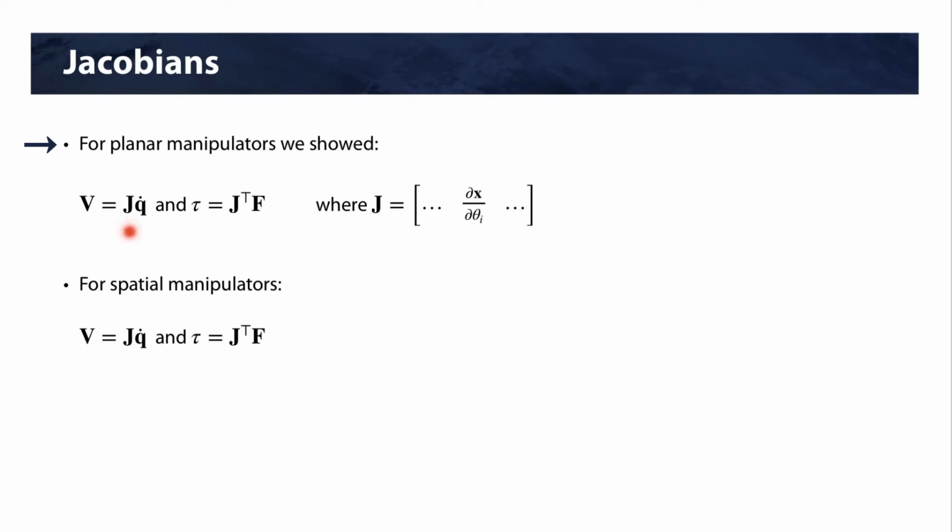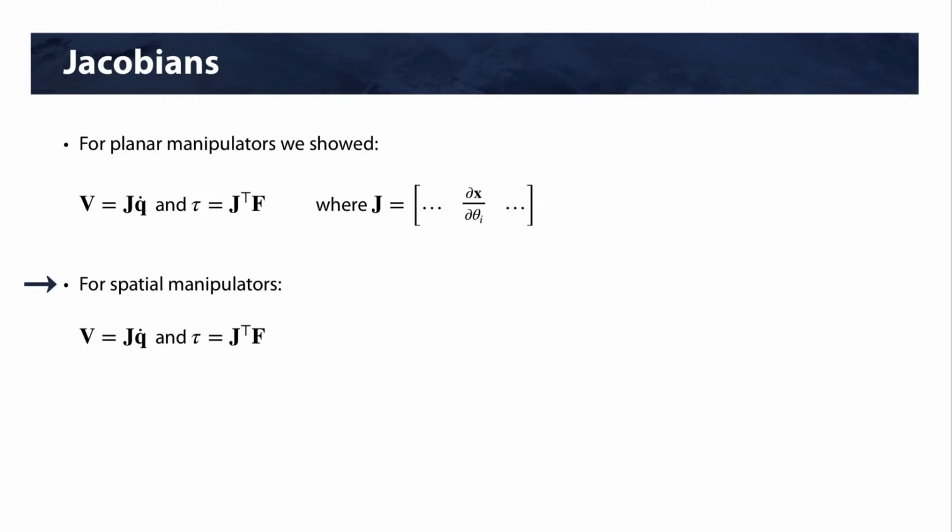For planar manipulators, we previously showed that the velocity of our end effector is equal to the Jacobian matrix J times our vector of joint rates, and our torques are equal to the Jacobian transpose times our wrench. This is the static force case. We showed that each column of the Jacobian represents one joint of our robot, and to determine each column, you take the partial derivative of x with respect to theta i. Typically for a 3-joint robot, this would be a 3x3 matrix.